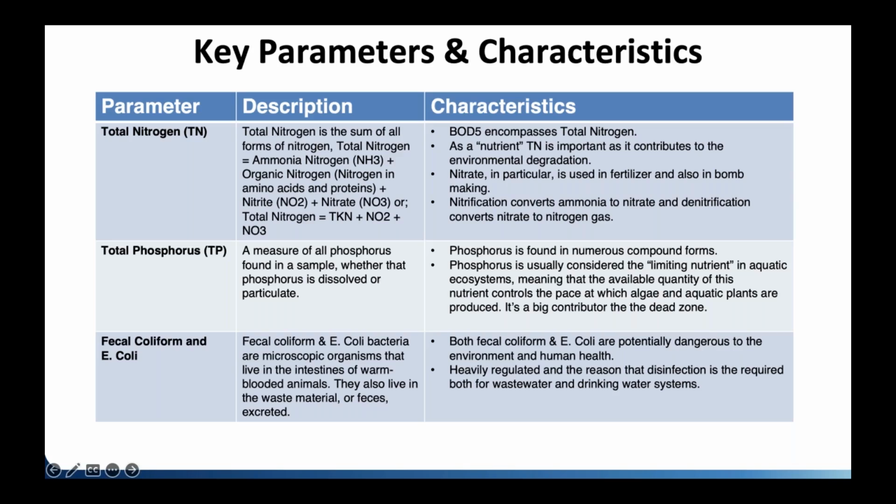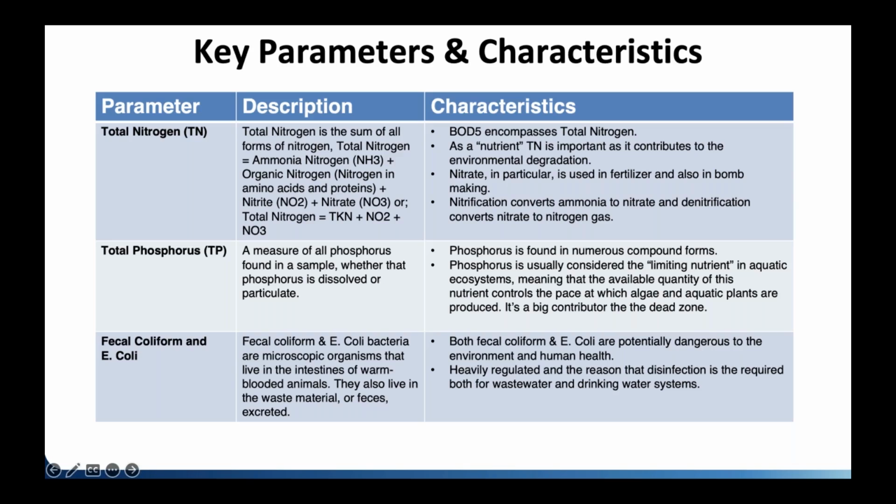Total phosphorus is similar. It's all the different forms of phosphorus together. It's tested that way. Phosphorus is a really, really important nutrient. It's one of the most important nutrients. It's used in fertilizers. Phosphorus and nitrates are big in fertilizers. It's super important for the growth of new bacteria. It's also super important for the growth of plants. So when phosphorus finds its way into the downstream environment, it tends to cause a lot of plant growth, and it tends to be a big driver of the dead zone off the Gulf of Mexico because of it.